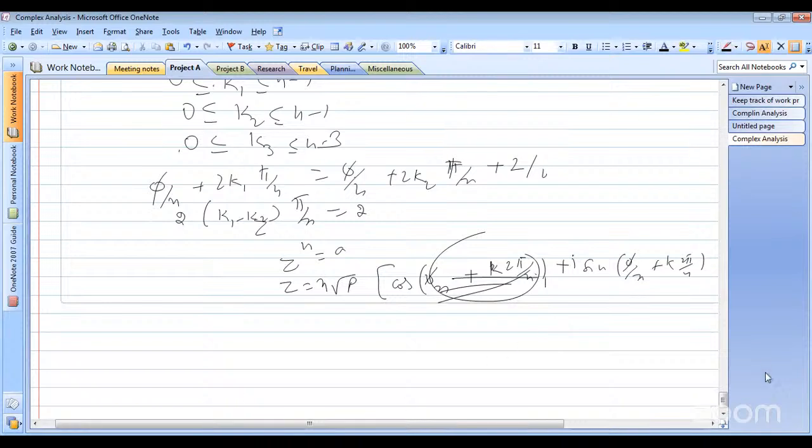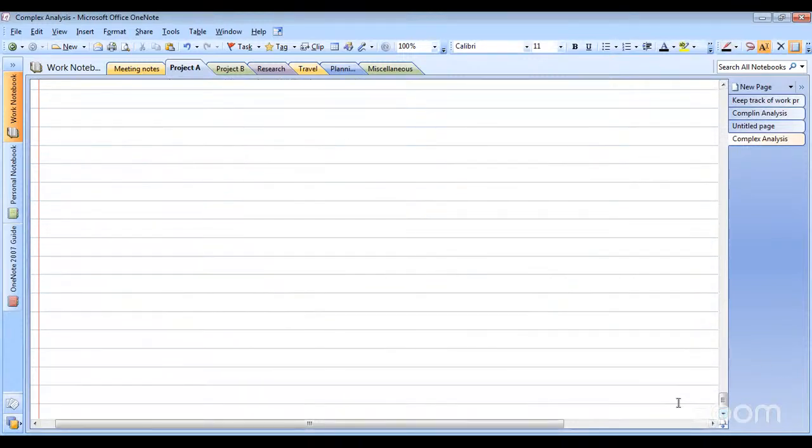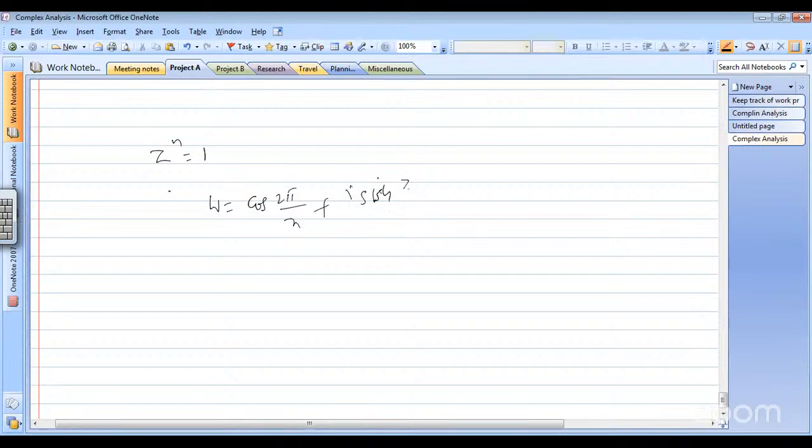The roots of the equation z^n = 1 we call the nth roots of unity. If we denote w = cos(2π/n) + i sin(2π/n), then the roots are expressed as 1, w, w^2, ..., w^(n−1).